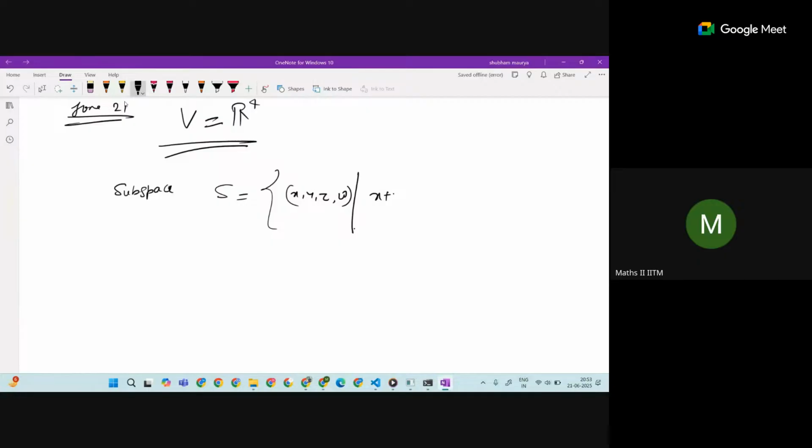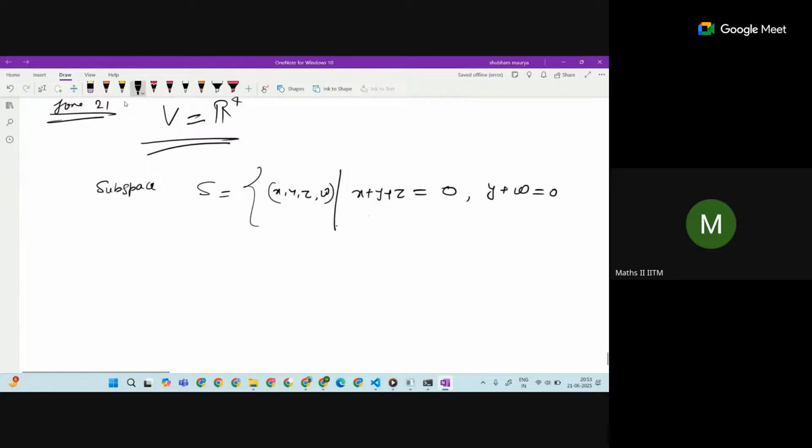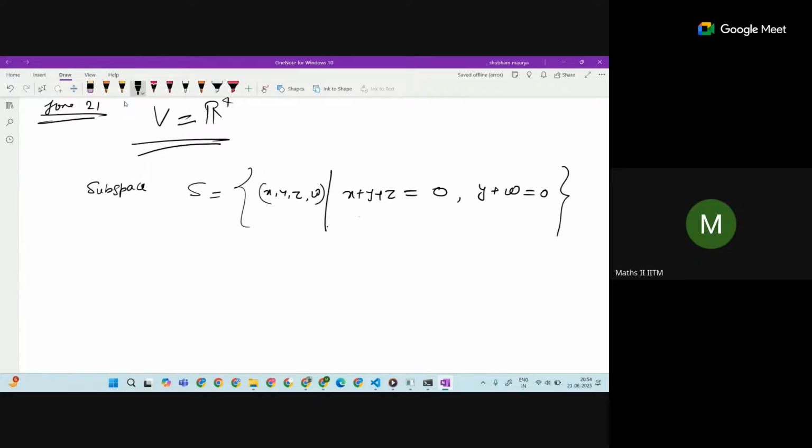Okay, and 0, with y plus z plus w, so y plus z plus w is equal to 0. So this actually represents a subspace. I just randomly chose it as a subspace. Okay. So the question is, I want to find a basis of it.